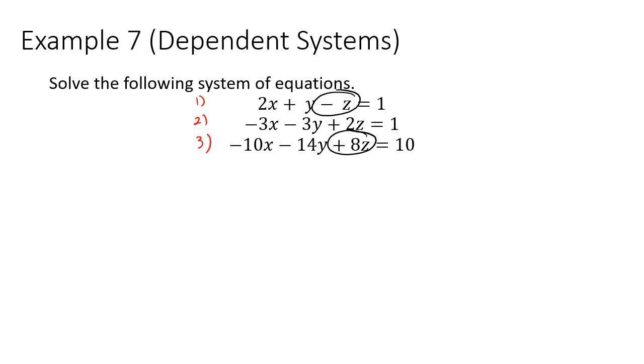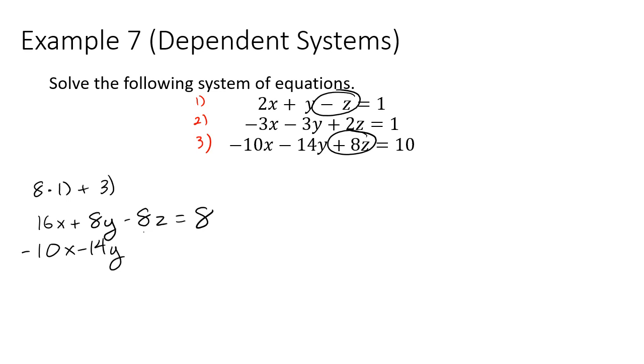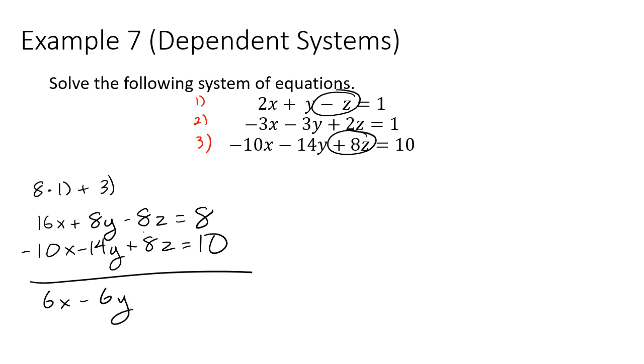So if I want to cancel out that plus 8z, I'm going to do 8 times the top equation and add it to the bottom equation. So if I multiply everything in the top equation by 8, be careful not to miss anything. And then I'm going to add that to the bottom equation. The z's cancel, which is what we're looking for. So we have a 6x minus 6y is equal to 18.